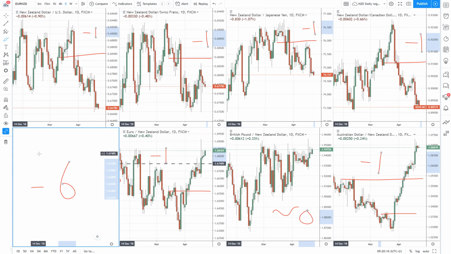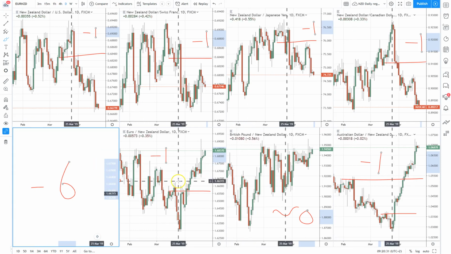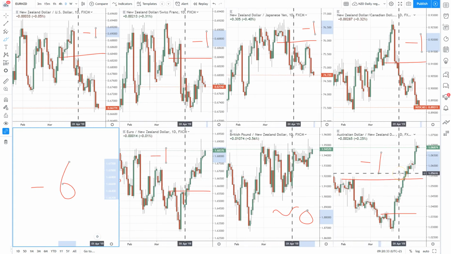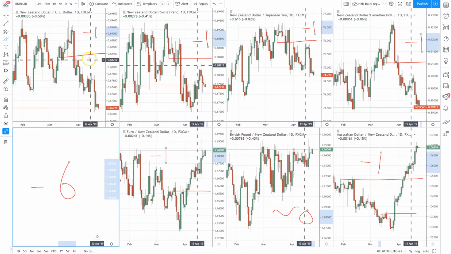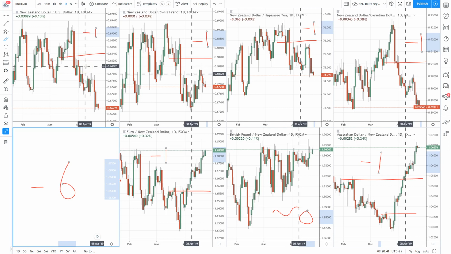Is there a lot of correlation other than that in this group? It's a very clear weakness, right? But is there a lot of correlation otherwise in this group? I don't think so, because some of them are really having a nice trend, such as Euro New Zealand, Aussie New Zealand, New Zealand CAD, and a little less on New Zealand yen, a little less on New Zealand Swiss franc, and then New Zealand USD is a little bit in between, has more flow than New Zealand yen, but a lot less than New Zealand CAD.